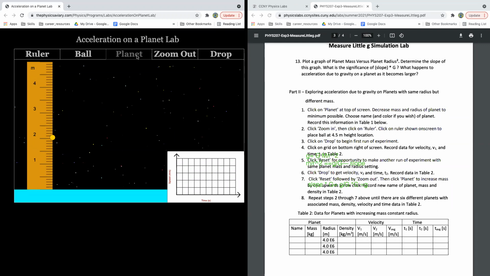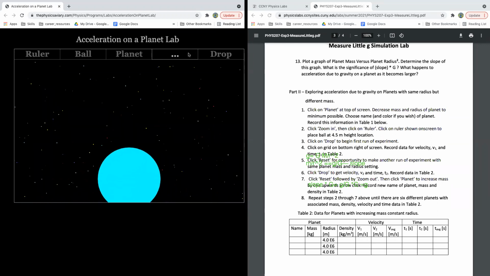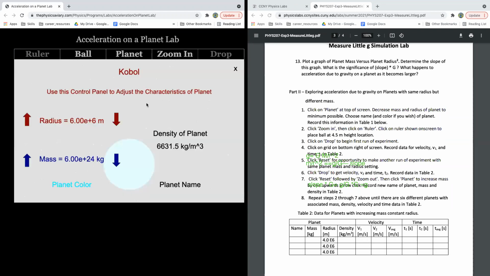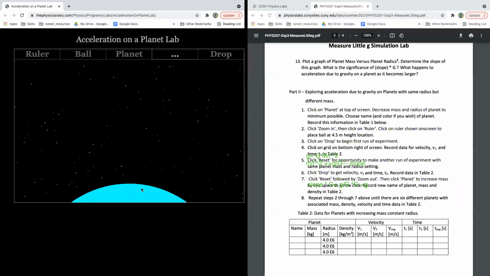So we basically zoom out first, and the planet. We change the mass, decrease the mass and radius to minimum possible. Decrease the mass and radius. This is minimum, and the mass is minimum. So those are minimum values. And then click zoom in. So we're now on the planet again.